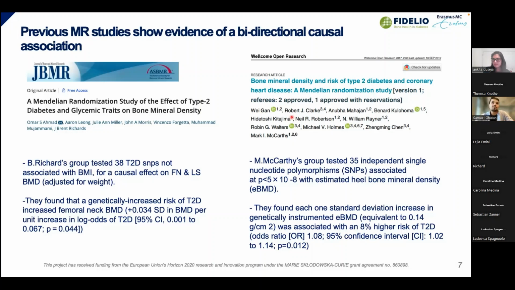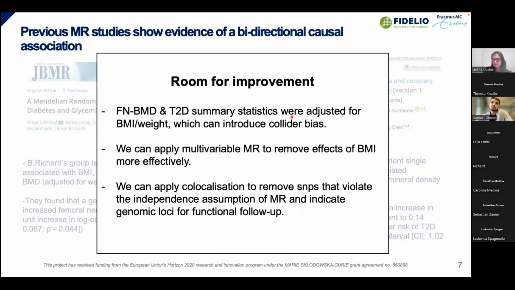But these studies aren't perfect. They have a lot of limitations. So we can definitely do some improvements on these studies. Firstly, the GWAS summary statistics, which are used to do the analysis, were already adjusted for BMI and weight. And this can introduce something called collider bias, which can lead to wrong results, essentially. We can apply updated methods, such as multivariable MR, to remove the effects of body mass index more effectively.